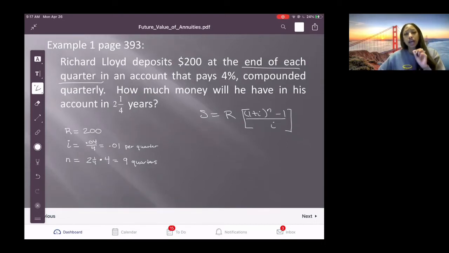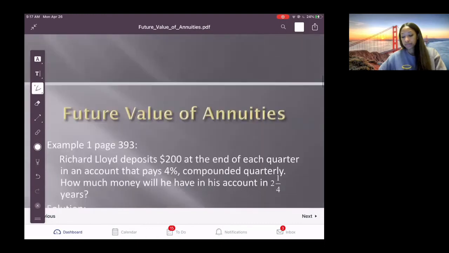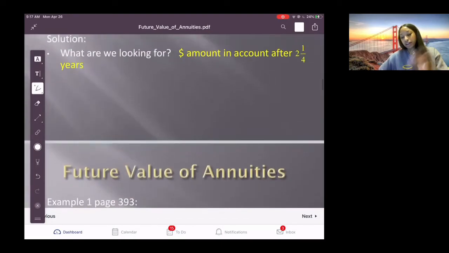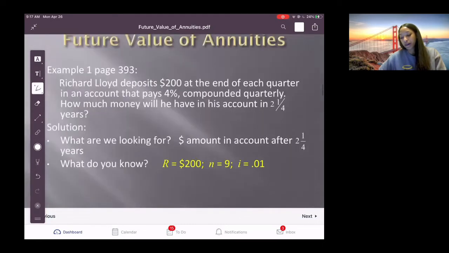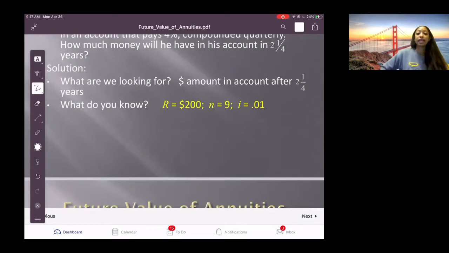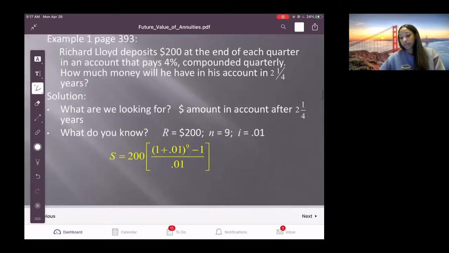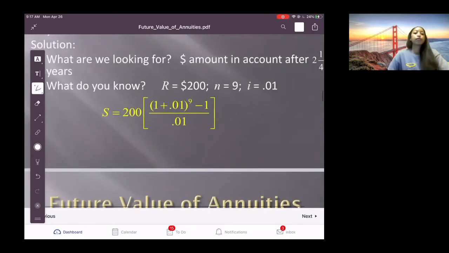Before I go on and do this, are there any questions about the values that we got for R, I, and N? Cool. Then let's plug these things in. This is all summarized here. What are we looking for? The amount in the account after 2 1/4 years. What do we know? We know R, N, and I. What formula are we using? This one. So when we plug in our information, we get S equals 200 times 1 plus 0.01 to the 9th power minus 1, all divided by 0.01.